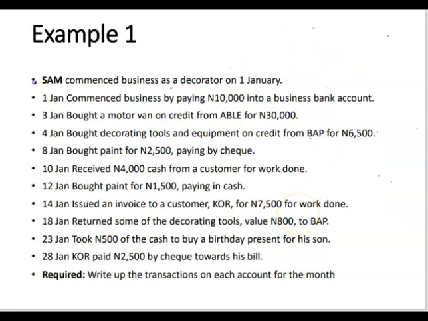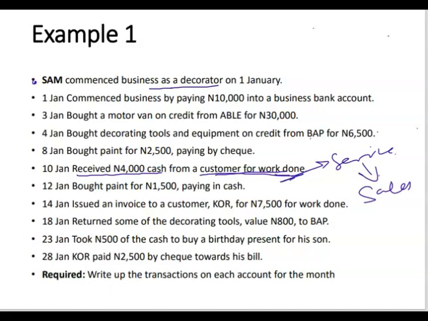The next transaction says what? 10th of January, we received 4,000 cash from a customer for work done. Now, a particular task has been performed for a customer. The customer has to give us value, pay us in return. Don't forget this person is a decorator. That means he has rendered what? A service to this person, who is not dealing in a tangible good. This is a decorator. It's not tangible goods that he is selling. That means he has rendered the service, which is what? Sales to the person.